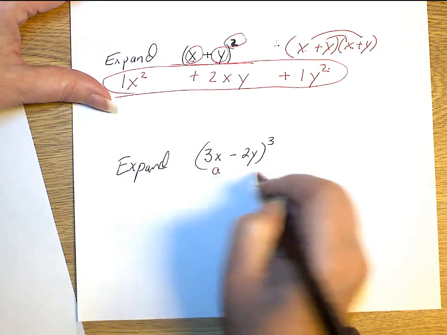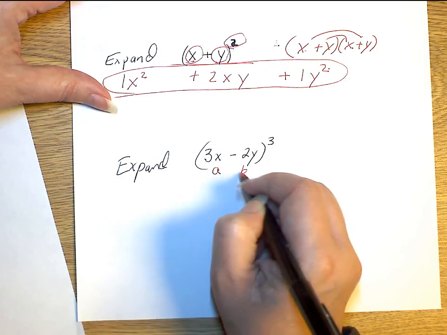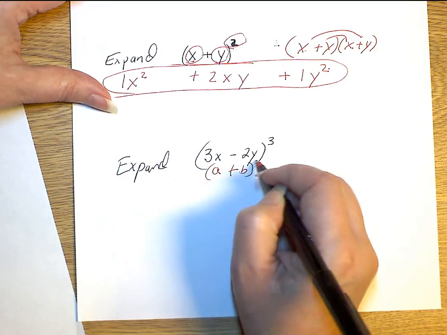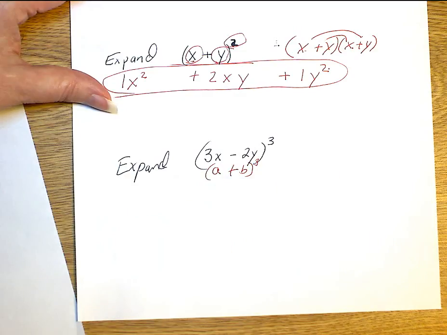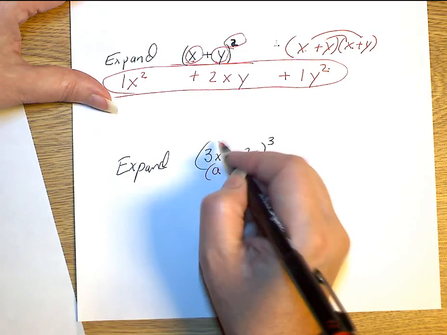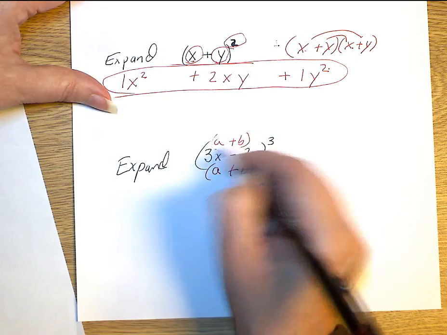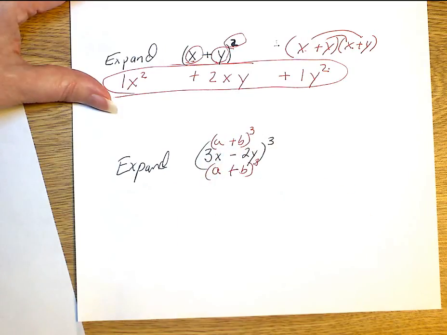A and this is B. And it's just cubed. So I would say that it's A plus B cubed. That's what we're going to pretend that this is, just for a second. Or not for just a second, but just at first.